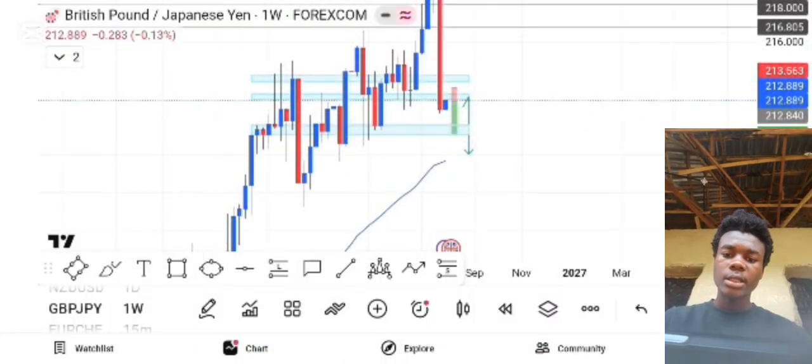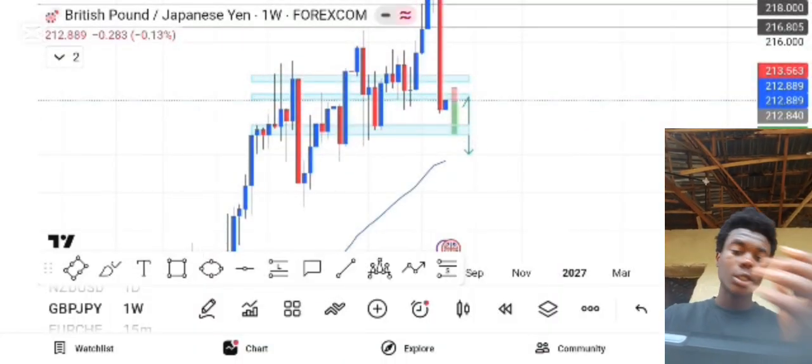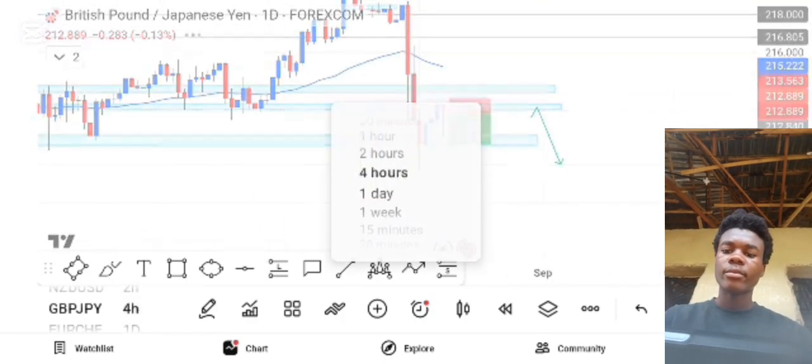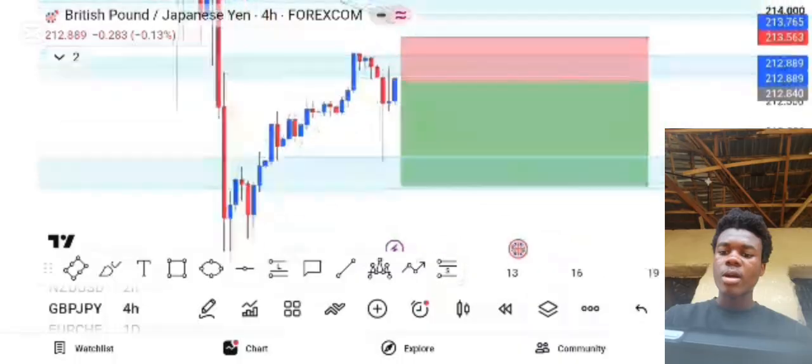But we are currently rejecting the EMA, the exponential moving average, on the weekly time frame. So as you can see, the weekly time frame is also bearish. 4-hour time frame.